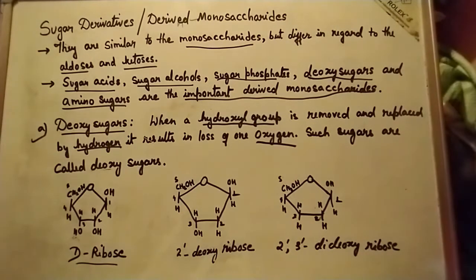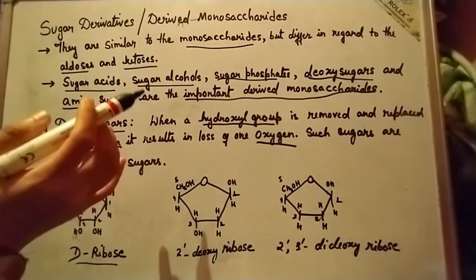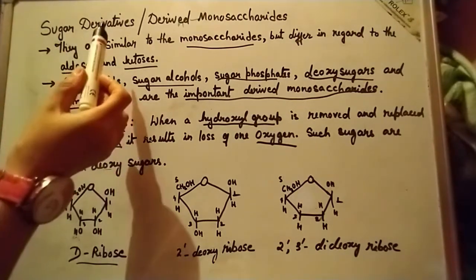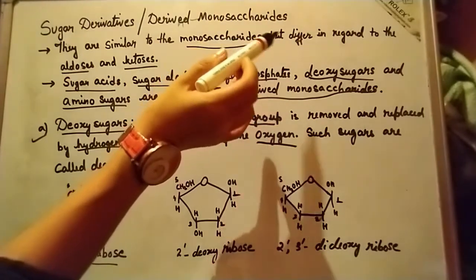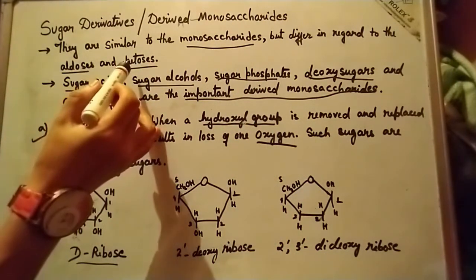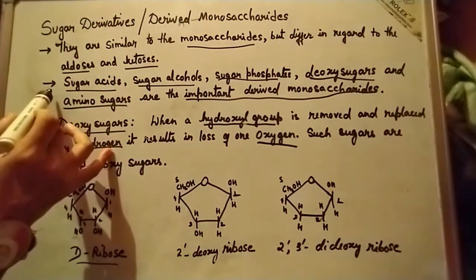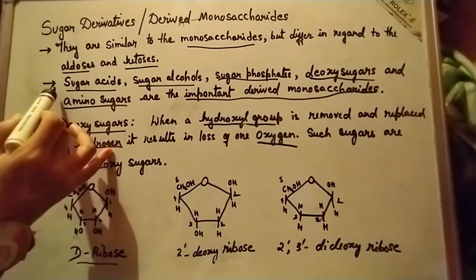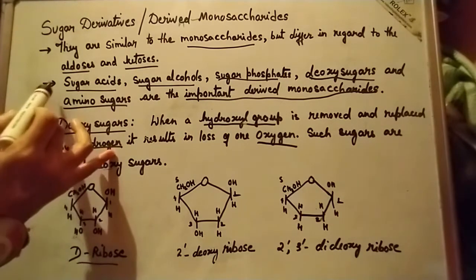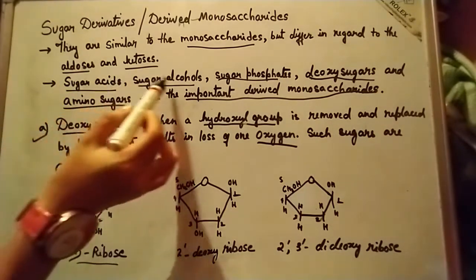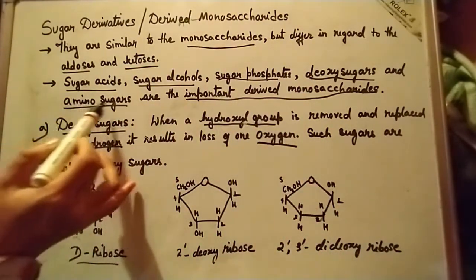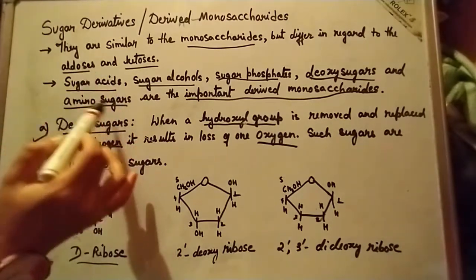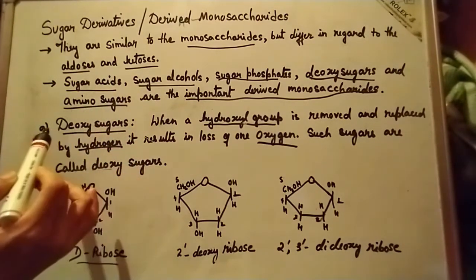So in this video I will discuss sugar derivatives, or the derived monosaccharides. Now these sugar derivatives are similar to the monosaccharides, but they differ in regard to aldoses and ketoses. Some of the important derived monosaccharides, the sugar derivatives, are sugar acids, sugar alcohols, sugar phosphates, deoxy sugars, and amino sugars. These are some of the important derived monosaccharides.